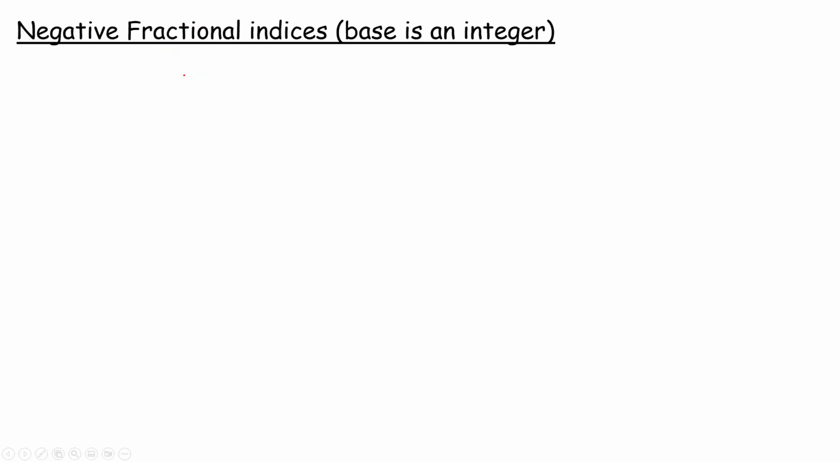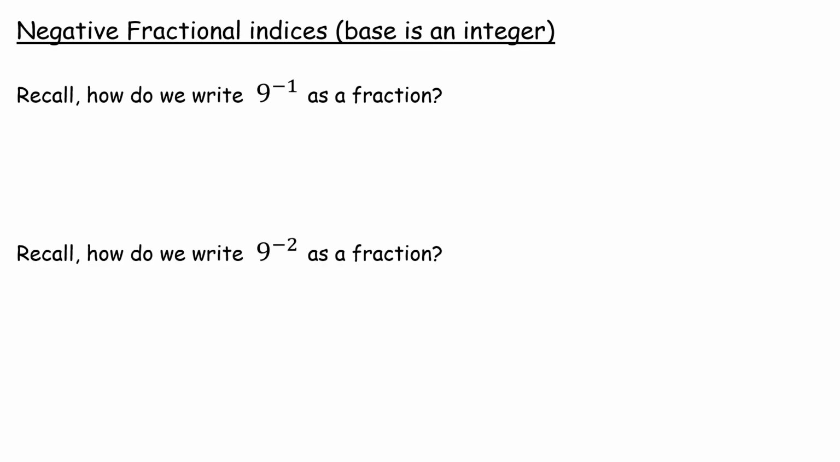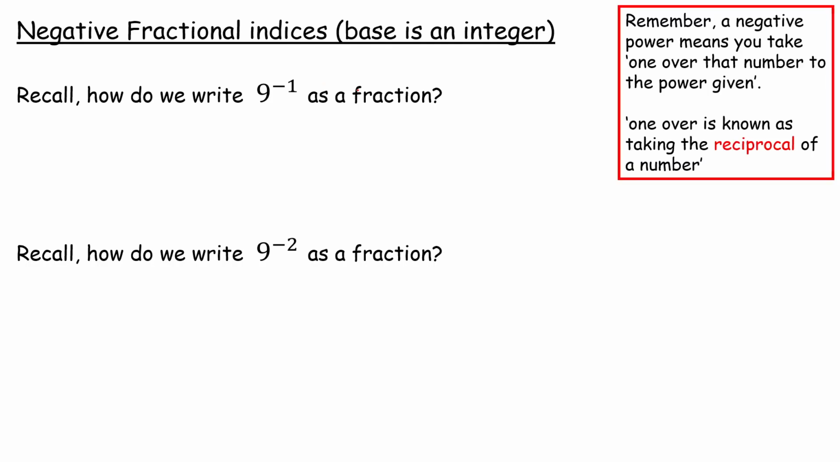Before we do that, let's go back to just negative indices that we've looked at at grade 5 previously, and quickly recap this. This is asking, first of all, how do you write 9 to the power of negative 1 as a fraction? Now remember from grade 5 that a negative power means you've got to take 1 over that number to the power given. So if you see a negative power, it's always 1 over your number. In this case, that is 9.